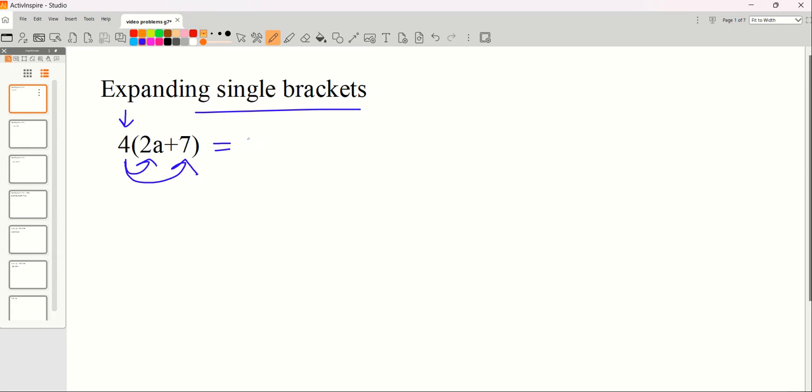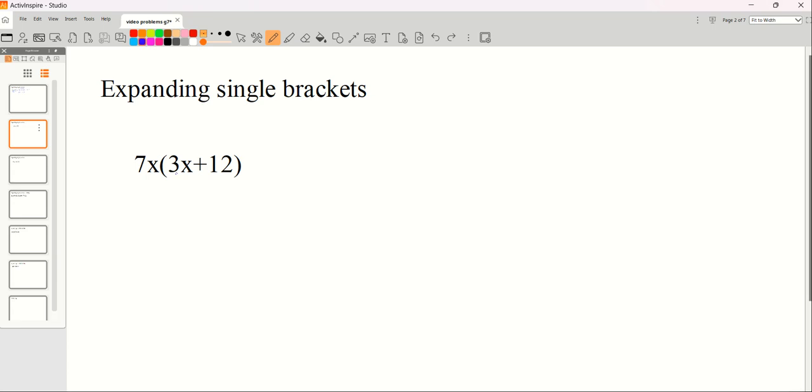To do that, we're going to start with doing 4 times 2a. This is when the 4 multiplies with the 2a, and then the 4 will be multiplying with the 7. So we end up with 4 times 2a, which is 8a, and 4 times 7, which is 28. This is in regards to our first example. Always keep in mind, everything on the outside, make sure to multiply with everything on the inside.